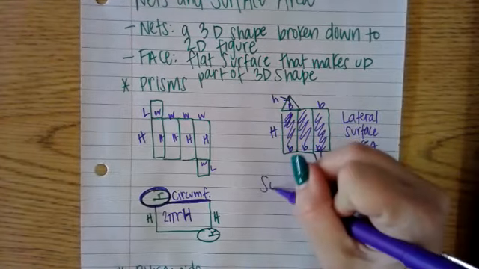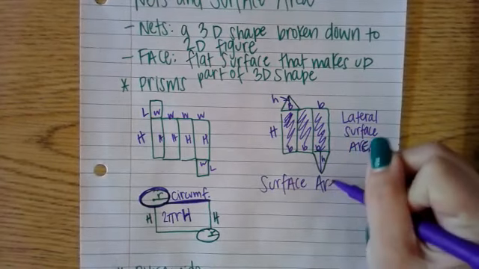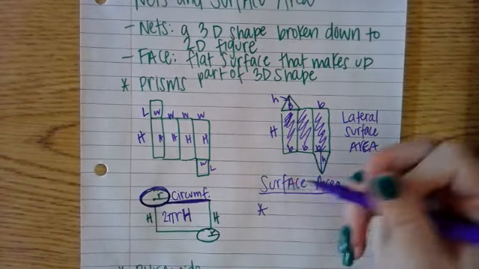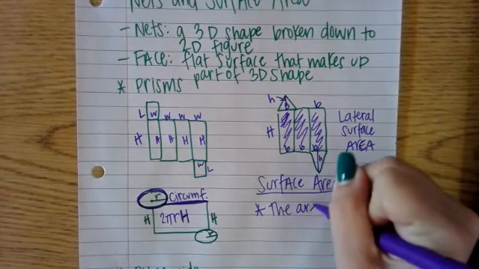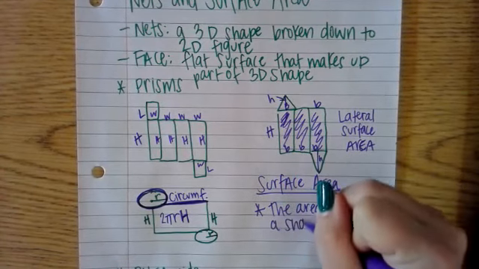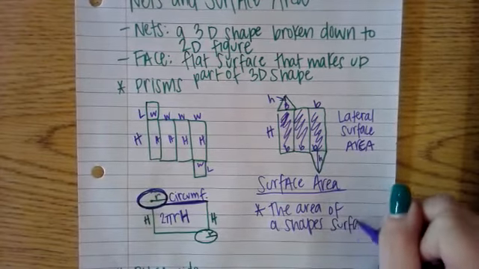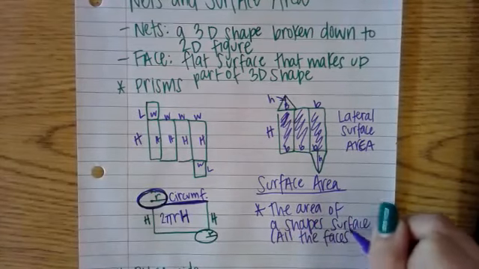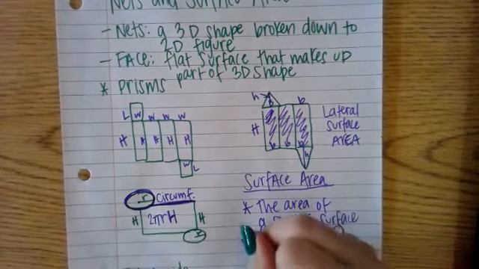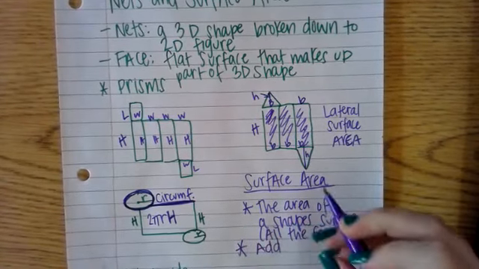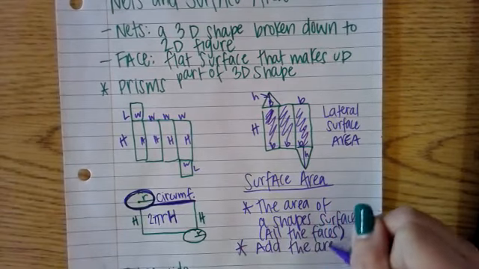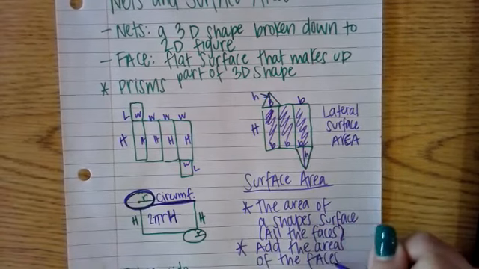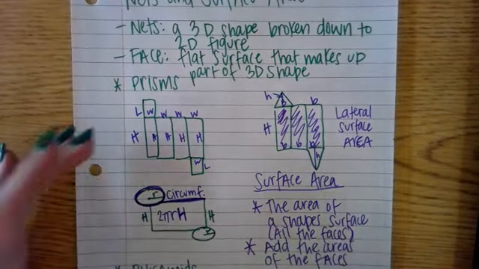So surface area is essentially just the area of the surface of a shape. That sounds kind of obvious, but it's the area of a shape's surface. So I'm just going to put all the faces. All the faces of a shape. And all we do to find surface area is add the areas of the faces.